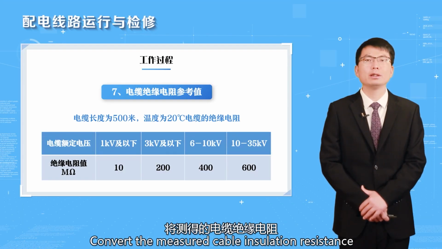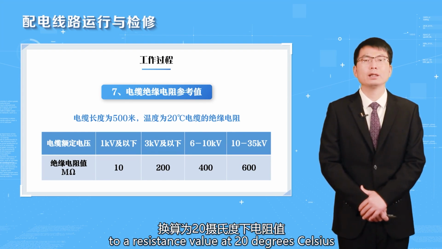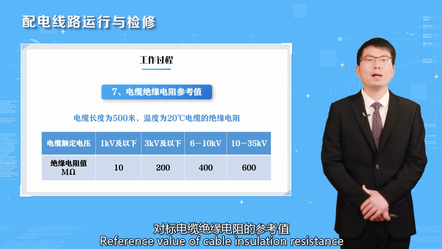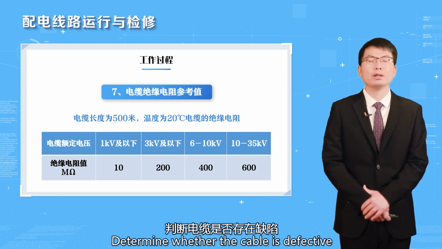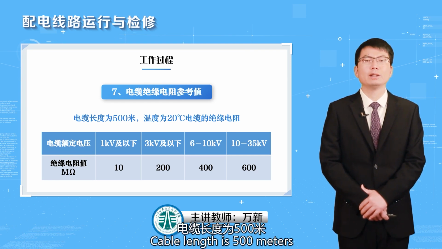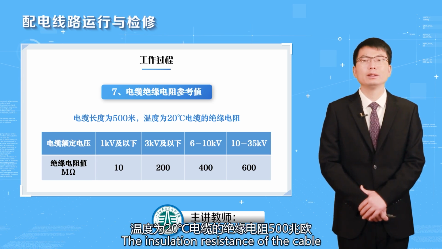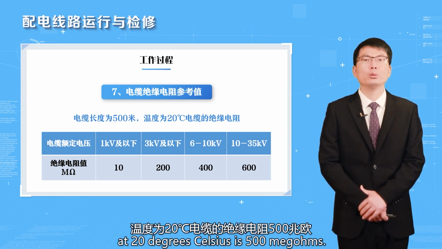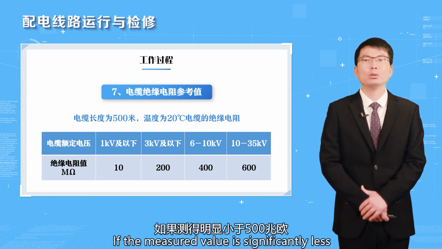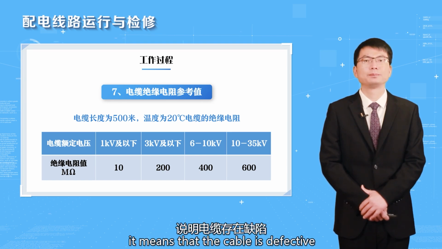Convert the measured cable insulation resistance to a resistance value at 20 degrees Celsius. Refer to the reference value of cable insulation resistance to determine whether the cable is defective. For example, for a 10 kV cable 500 meters long, tested at 2500 V, the insulation resistance at 20 degrees Celsius is 500 megohms. If the measured value is significantly less than 500 megohms, the cable is defective.